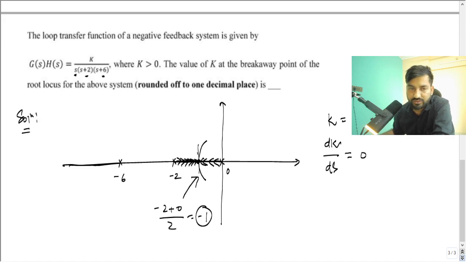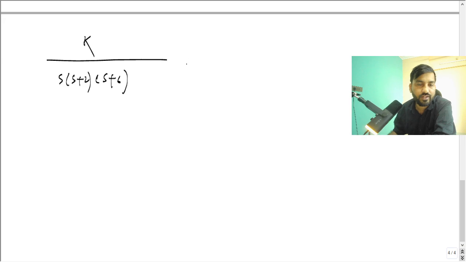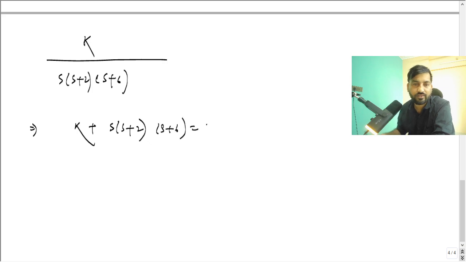So I'm just going to consider the transfer function here. They have given the transfer function k by s times (s plus 2)(s plus 6). So you can just find out the characteristic equation from here. It will be nothing but k plus s(s plus 2)(s plus 6) equal to 0, because that is 1 plus G(s)H(s) equal to 0.